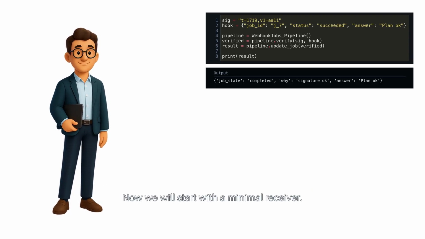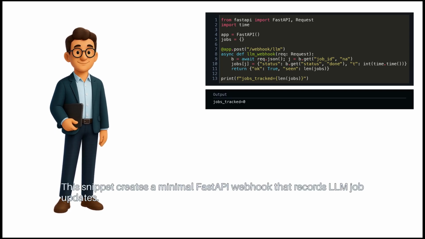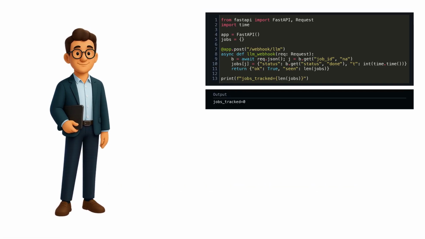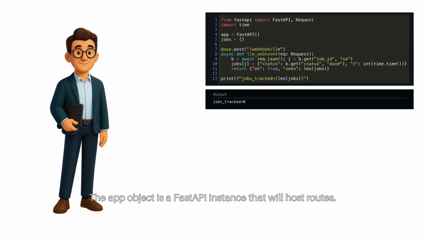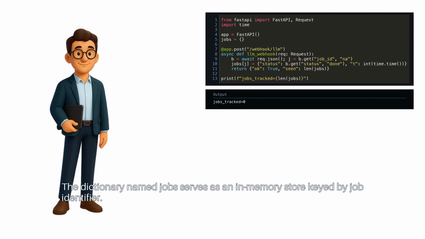Now we will start with a minimal receiver. This snippet creates a minimal FastAPI webhook that records LLM job updates. The app object is a FastAPI instance that will host routes. The dictionary named jobs serves as an in-memory store keyed by job identifier.